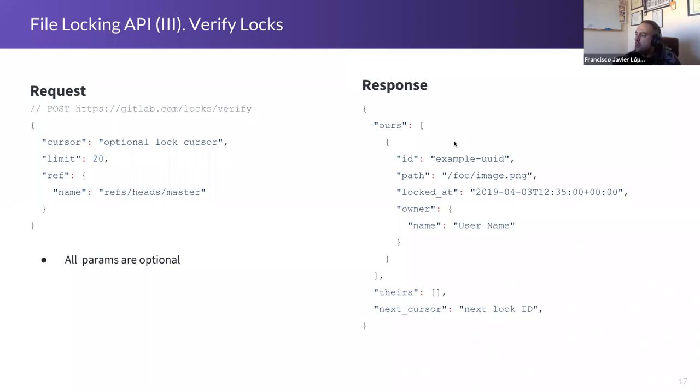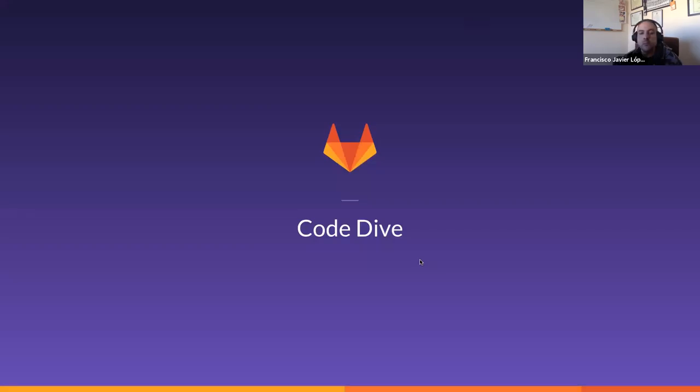Here, as you can see, it's a very simple response. Ours will be an array of the current logs owned by the user who performs the request, and theirs will be the logs used by other users. And now let's code dive.